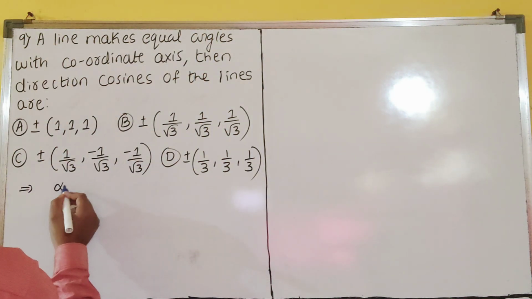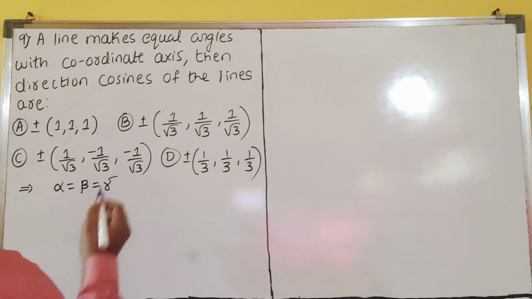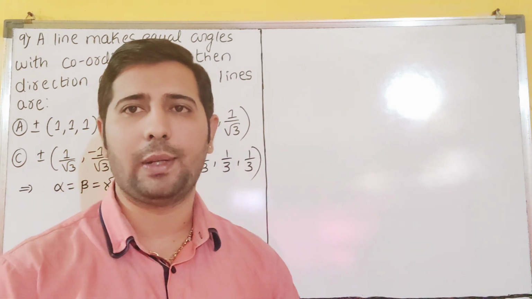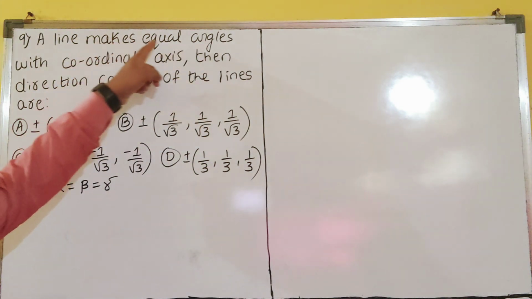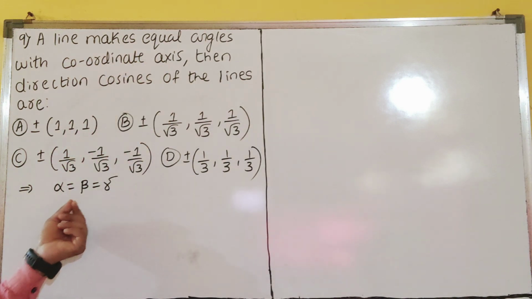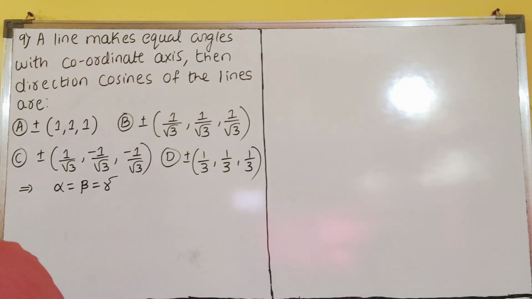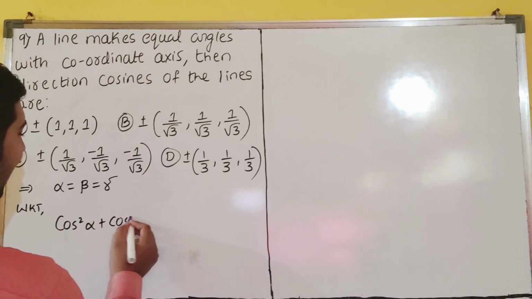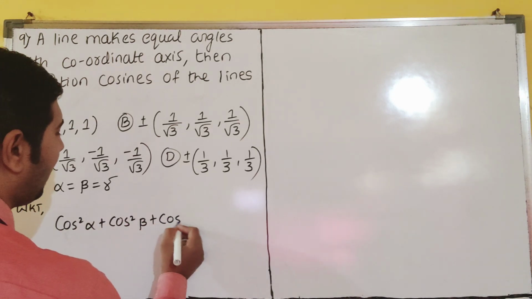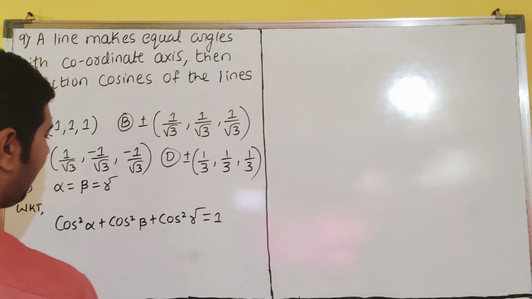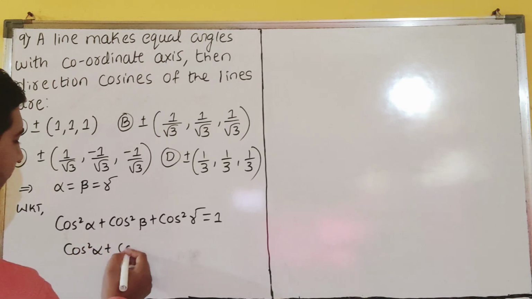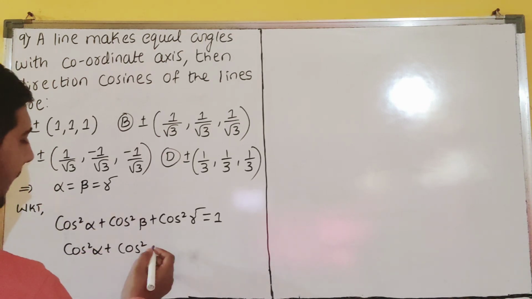Equal they are saying, dear students. So equal angles means what? Alpha, beta, gamma, all the directional angles are equal, dear students. That is the meaning. So the line makes equal angles to coordinate axes means these are equal. And we know, dear students, what we know? Just I discussed. Don't forget. Cos square alpha plus cos square beta plus cos square gamma is equal to 1, dear students. So alpha, beta, gamma are the same means cos square alpha, cos square beta also I can write as alpha.